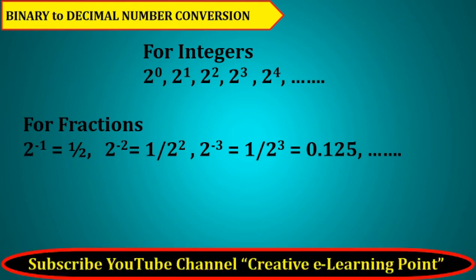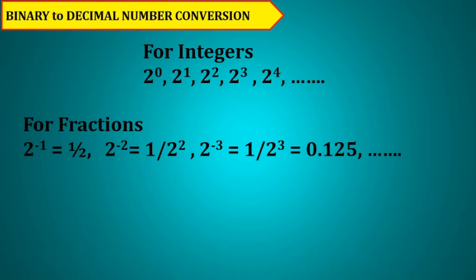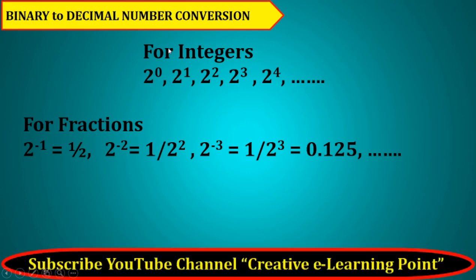Before starting, I want to specifically mention that when I say any bit is multiplied by 2 raised to 0, 2 raised to 1, 2 raised to 2, 2 raised to 3, it means those bits are to be multiplied by the respective values. And for 2 raised to 0, the positive values are used for integers.